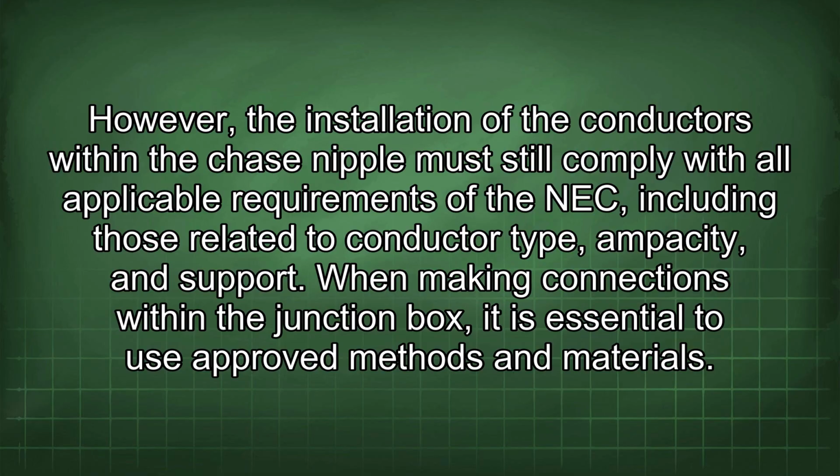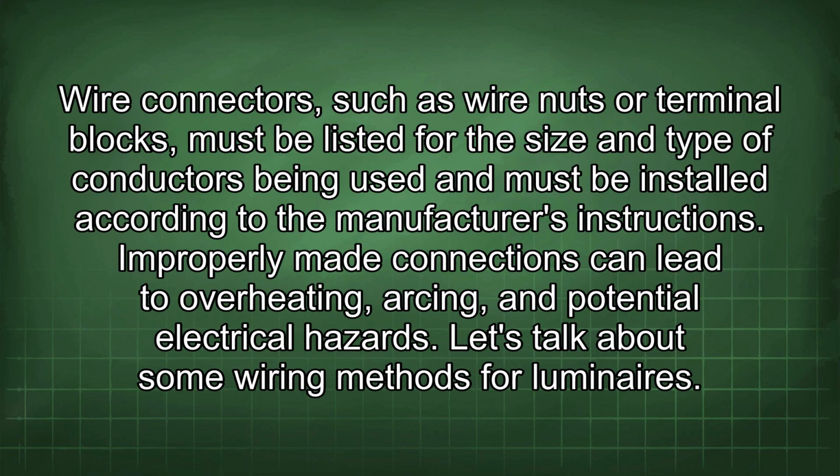When making connections within the junction box, it is essential to use approved methods and materials. Wire connectors, such as wire nuts or terminal blocks, must be listed for the size and type of conductors being used and must be installed according to the manufacturer's instructions. Improperly made connections can lead to overheating, arcing, and potential electrical hazards.